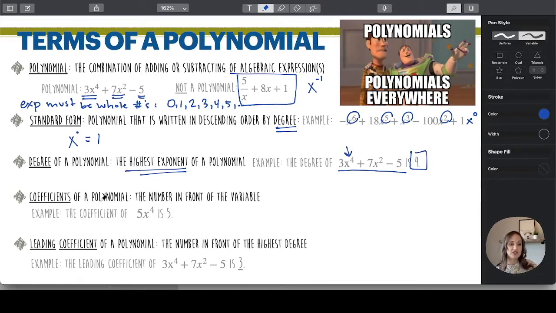The coefficient of a polynomial is the number that is in front of a variable. So for example, 5x to the fourth, the coefficient would be 5. If I had 6x to the 10th, then the coefficient would be 6. The leading coefficient is slightly different than coefficients in the fact that it is specifically the number that is in front of the highest degree. So again, in this polynomial, we look at the highest degree, which is a 4, and then we look at the coefficient of that, which is the number 3.